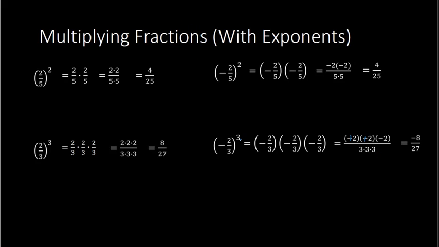So if the exponent is odd, when you multiply negative numbers together, it's going to be a negative solution. If it's even, so like a second power, fourth power, sixth power, then your solution is going to be a positive number.